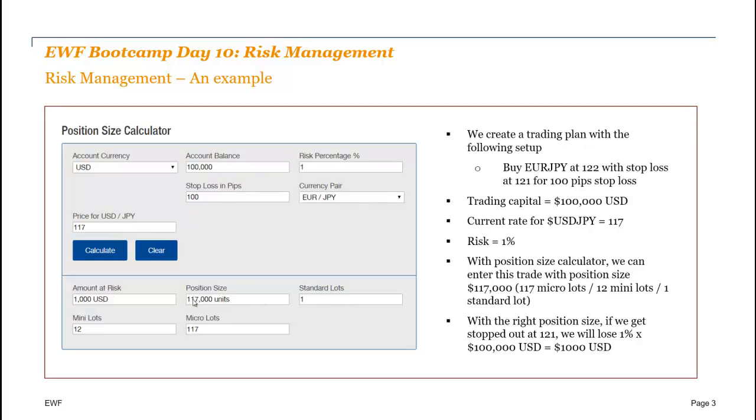This means that you can trade a 117,000 position with this kind of information, that is 100 pips stop loss and 1% risk to trade the euro yen. So it gives you information you can calculate. I mean, you can trade one standard lot or 12 mini lots or 117 micro lots.